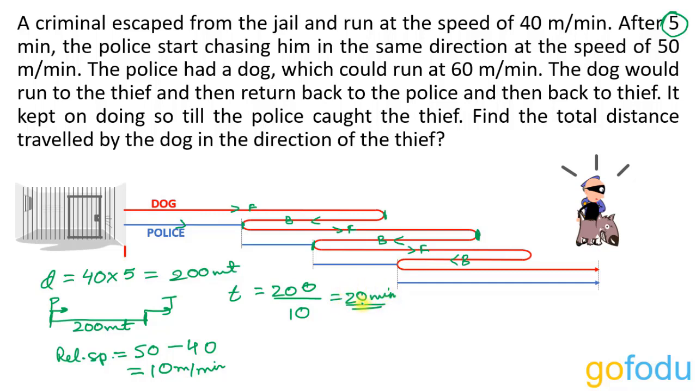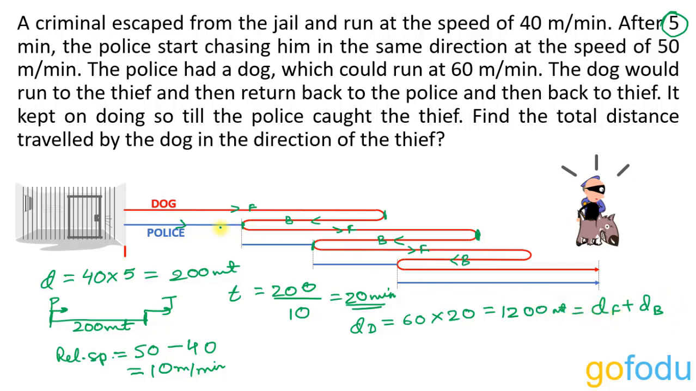And in these 20 minutes, the dog is continuously running. So the total distance covered by the dog is the speed of the dog, that is 60, into the time, that is 20. Total distance is 1200 meters. This total distance is equal to distance forward plus distance backward. Distance covered by the dog forward plus distance covered backward. And distance forward is what we are asked in the question.